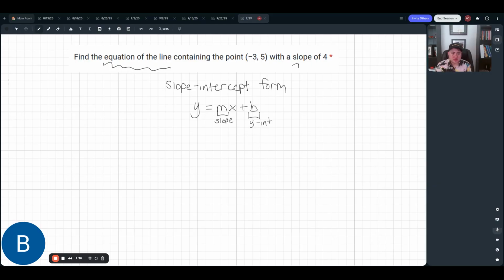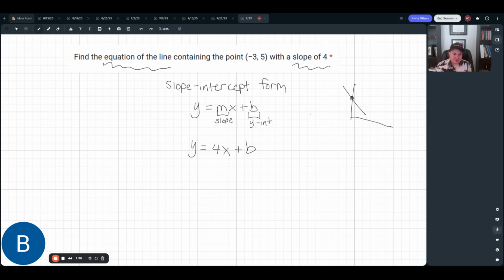So they actually tell us what the slope is. They tell us the slope is 4, so we can put that in right away. And now the only thing we need to find is the y-intercept. So note here that the point they give us is not the y-intercept. The y-intercept is where the line hits the y-axis, something like that.